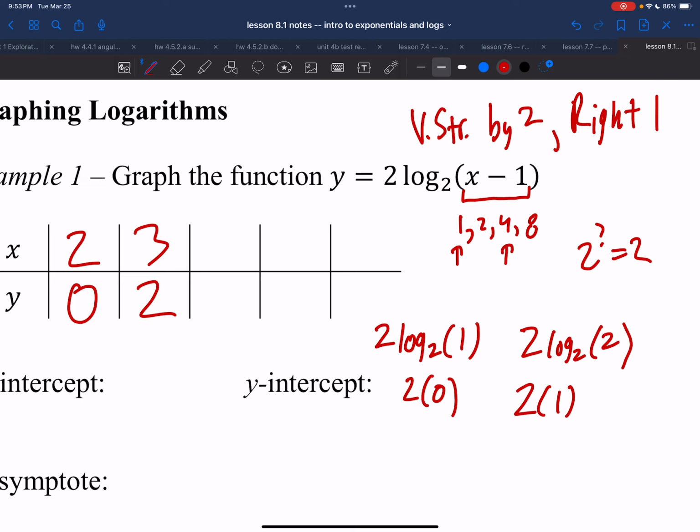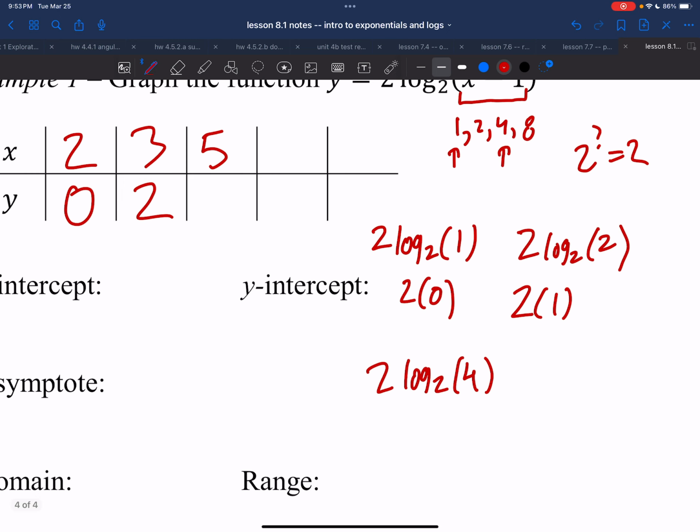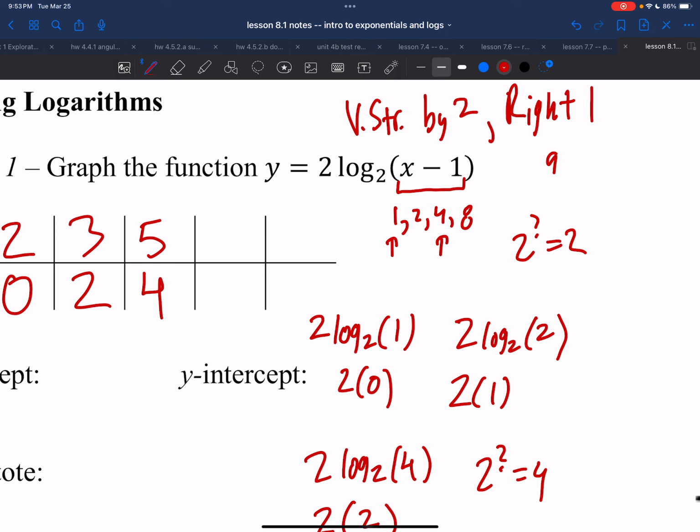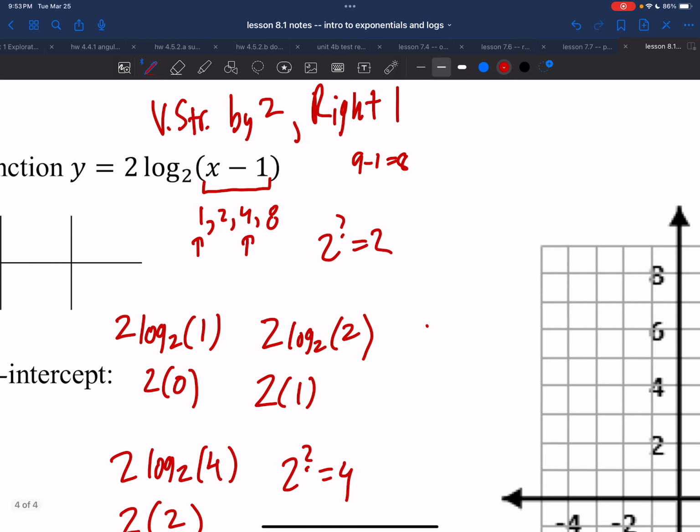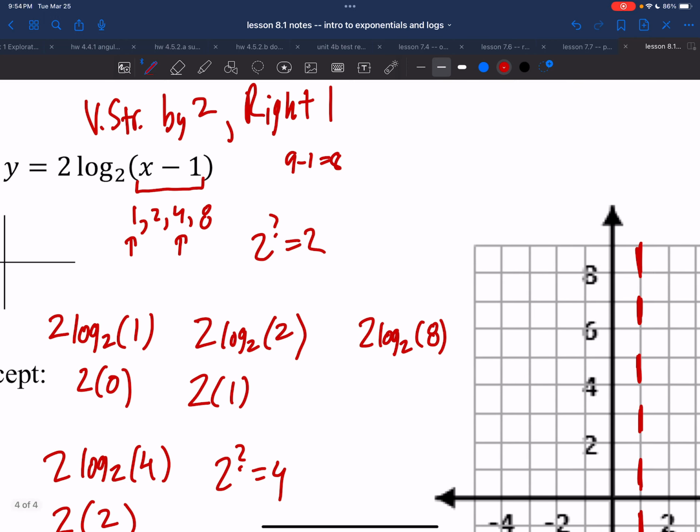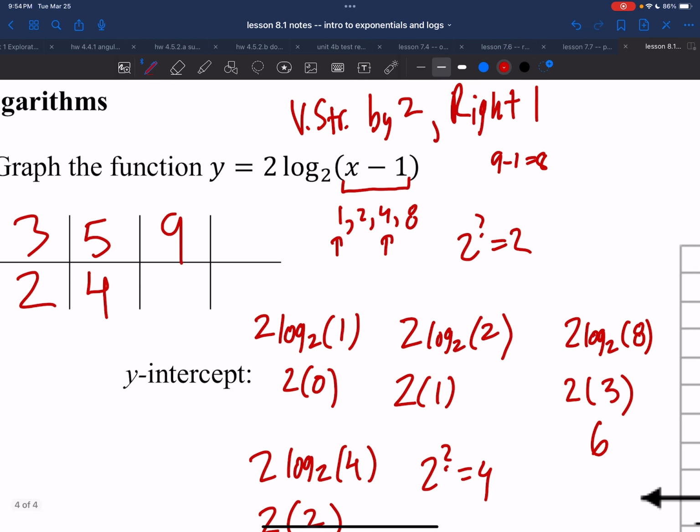What minus 1 is 4? 5 minus 1 is 4. Then 2 log base 2 of 4, right? 2 to what power is 4? 2. 2 squared is 4. So then this logarithm comes out to 2, and 2 times 2 is 4. One more. Let's get the 8. 9 minus 1 is 8. So then that's 2 log base 2 of 8. So I'm going to plug in 9, right? Log base 2 of 8 is 3, because 2 cubed is 8, and 2 times 3 is 6.